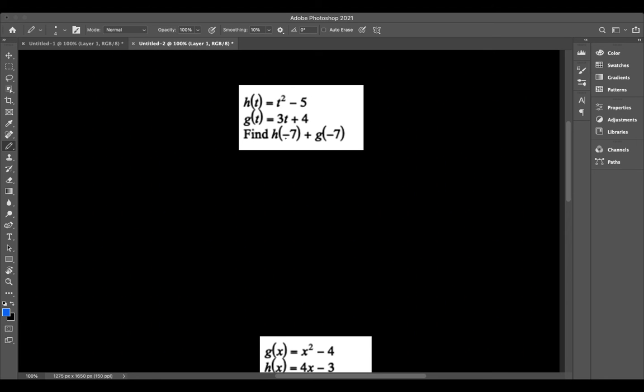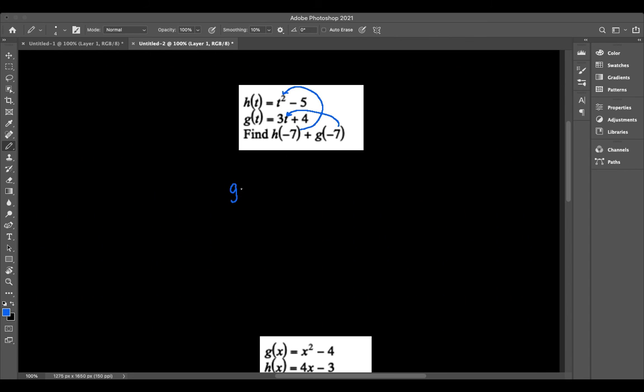Okay, but now we have h of negative 7 plus g of negative 7. So what happens in this situation? So just think about in terms of the h of -7. That's going to be plugged in to wherever there's t, and the g of -7 is going to be plugged in wherever in that expression as well. So that's what you're doing at this point. So we're going to substitute in two different values for two different expressions. Okay, so let's do that here.